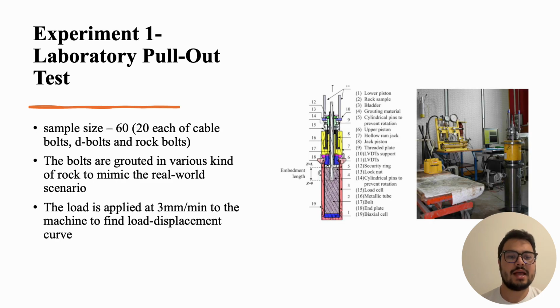The first design is the laboratory pull-out test. The figure on the right-hand side is the apparatus that is used for this test. The sample size we have taken is 60, with 20 cable bolts, 20 D-bolts and 20 rock bolts. The bolts are grouted in various kinds of rocks to mimic real-world scenarios. The load is applied at 3 mm per minute to the machine to find the load-displacement curve.